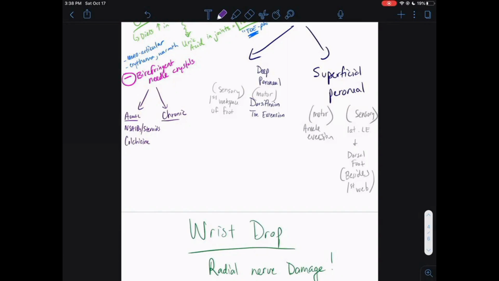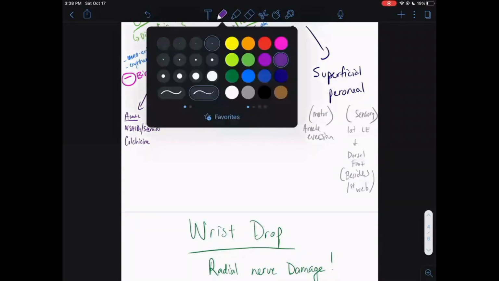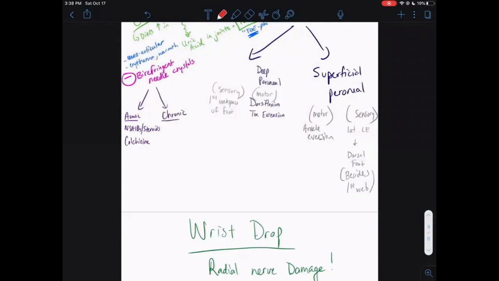So colchicine, it's going to work on the microtubules of your cell. All right, so that is really, really high yield to know. So let's draw this in here. So colchicine, it's going to work on the microtubules of your cell. So it's going to block microtubule polymerization.